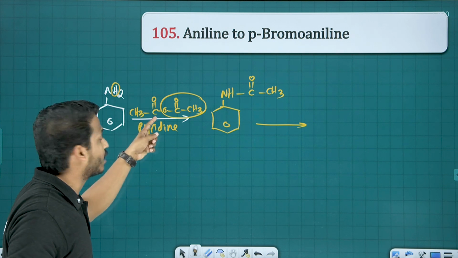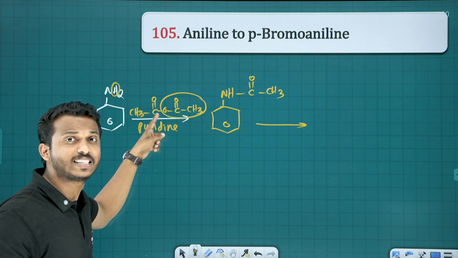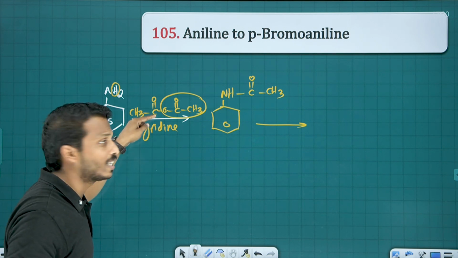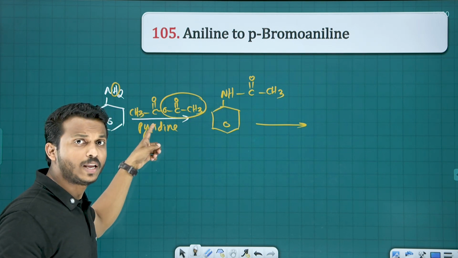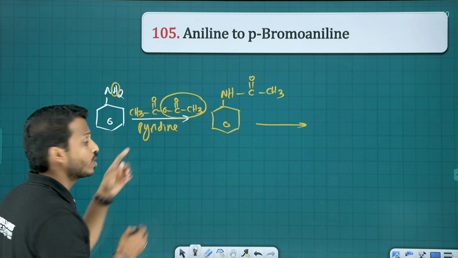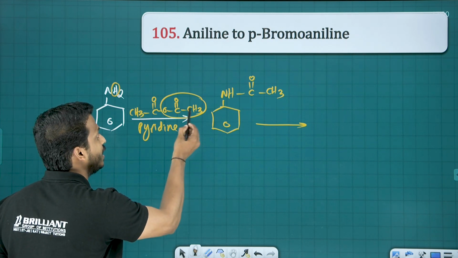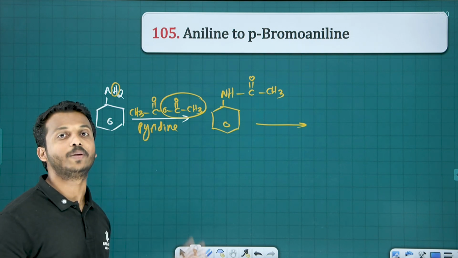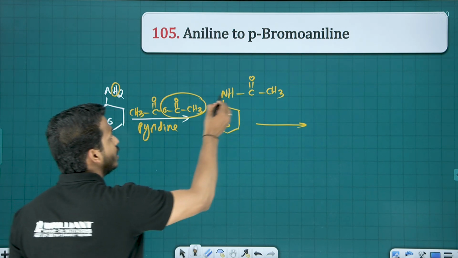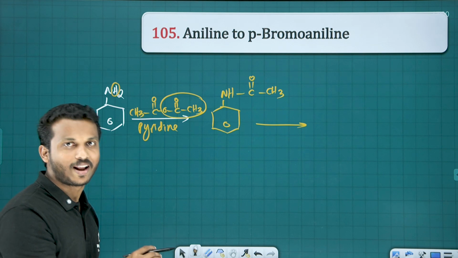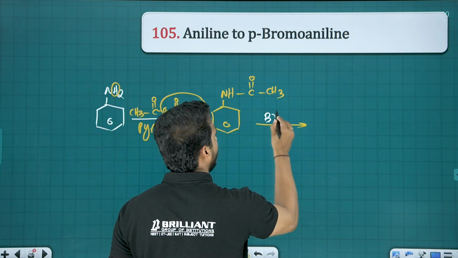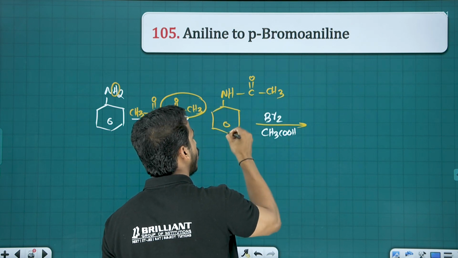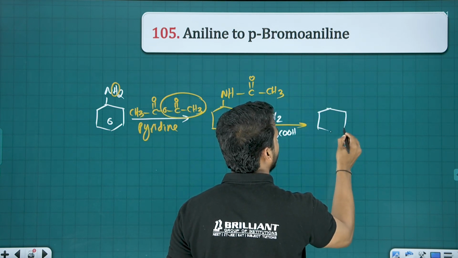So aniline we are protecting by acetic anhydride, right? That's called acetylation. Why this pyridine? You know, pyridine is a base, to neutralize the byproduct. What is the acid? CH3COOH, acetic acid. That byproduct is neutralized by the pyridine base. Ready? Now, this is an amide. Amide is a weak ortho-para director. Now, let us bring our bromine, Br2 with acetic acid is the reagent we are using. Br comes to ortho and para, where para is the major product.